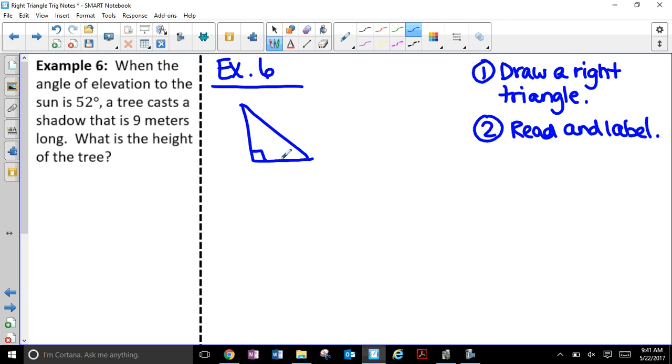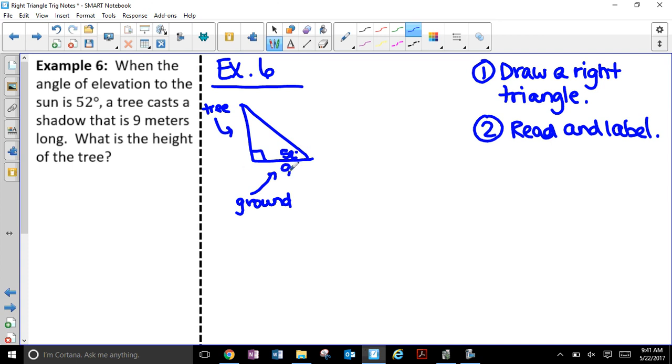Right, this is my tree. Okay, the tree is here. Then it makes sense that this is the ground. Okay, so then angle of elevation is always when you're on the ground looking up. So 52 degrees is going to go there. A tree casts a shadow that's 9 meters long. So the shadow is going to be on the ground.